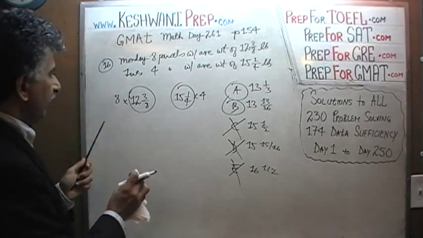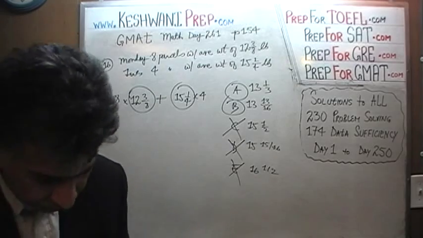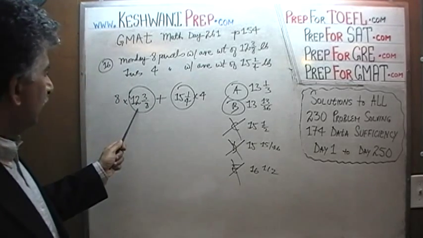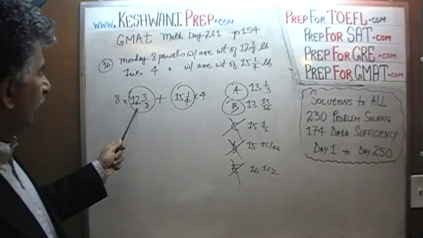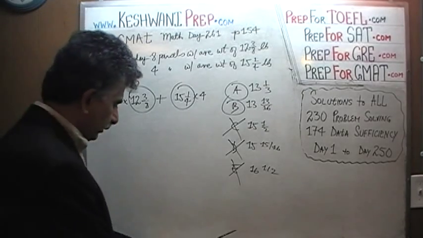So that's it. The numbers are right here. We simply have to add them up and divide by 12. Let's do it out. Enough of the talk. So 8 times 12 and 3/8, and 4 times 15 and 1/4. Let's find out what that is, okay? Let's see how we're going to do it.